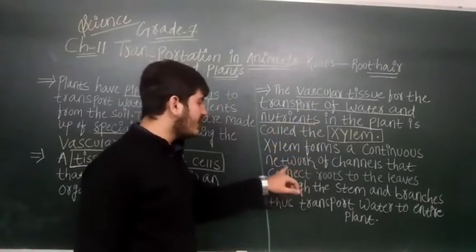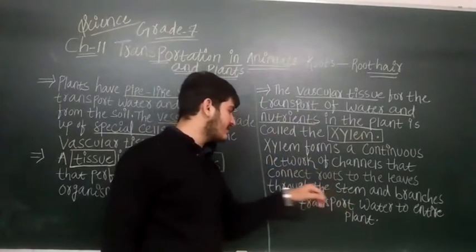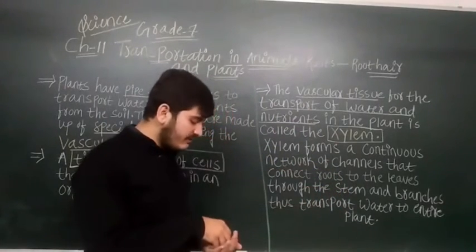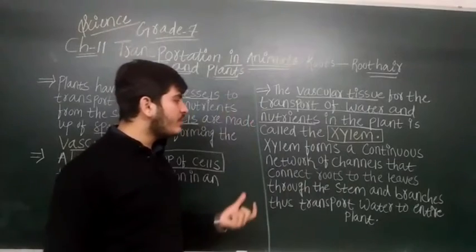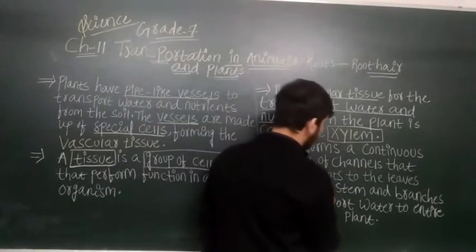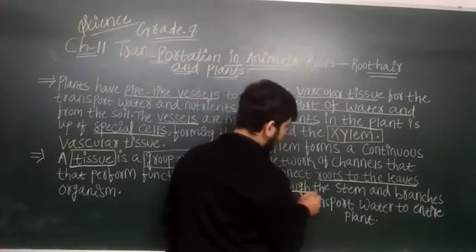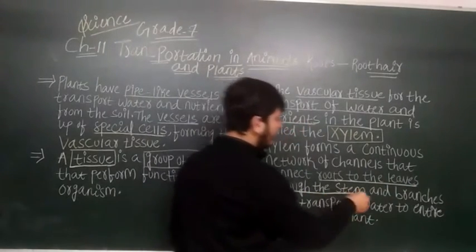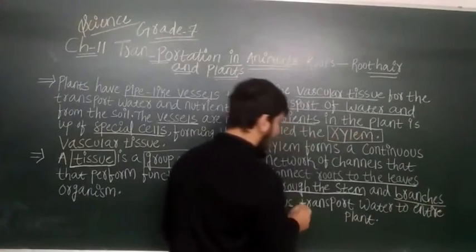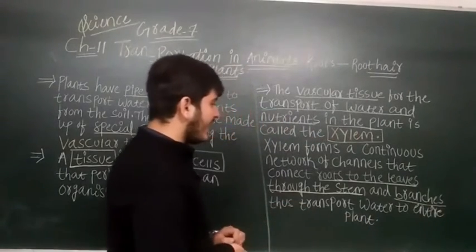Xylem forms a continuous network of channels that connect roots to the leaf. So it has a network of channels, which connect what? Roots connect to the leaves through the stem. Leaves and roots are connected to the stem and the branches, and thus transport water to the entire plant.